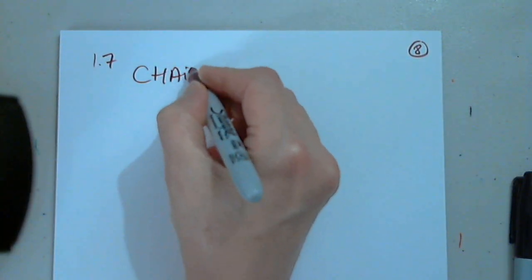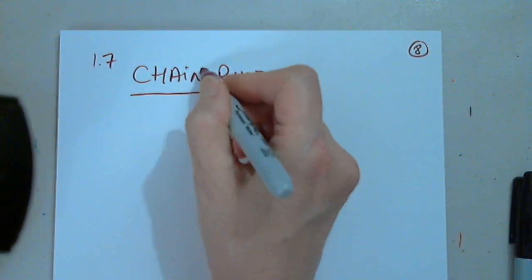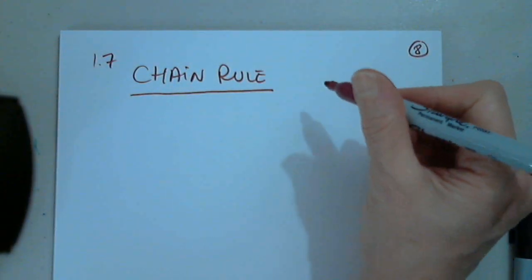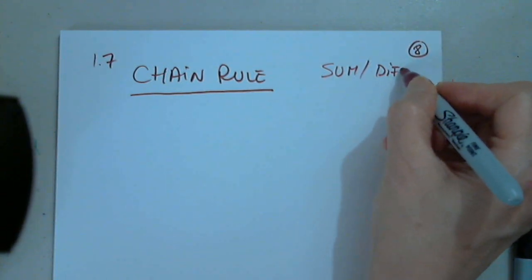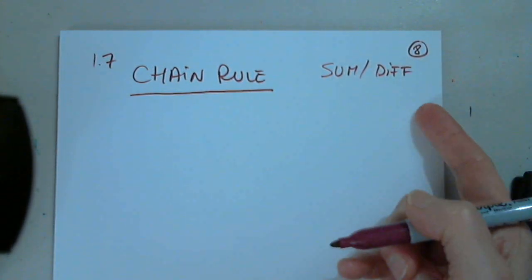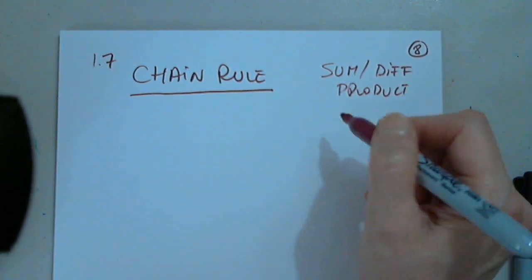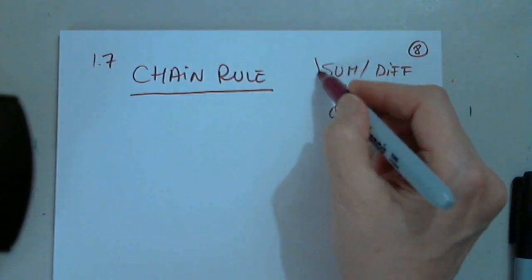Chain rule. The last rule of differentiation for now anyway. The chain rule. What does it mean? So we have a rule for sum and difference, step by step. We have a rule for product. And we have a rule for quotient. We discussed all these.